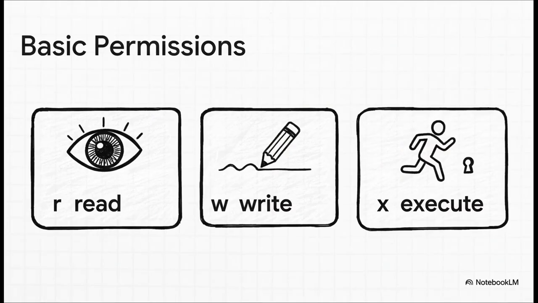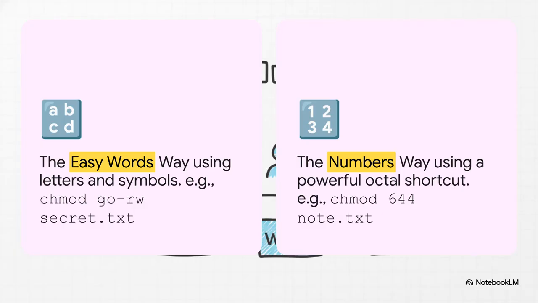And at its heart, the system is actually beautifully simple. It really just boils down to three basic permissions. You've got R for read, which lets you see what's inside a file. You've got W for write, which lets you change it or even delete it. And then you have X for execute. Now, for a program, that means you can run it. But for a folder, well, execute has a very special secret meaning that we're going to get to in just a minute.